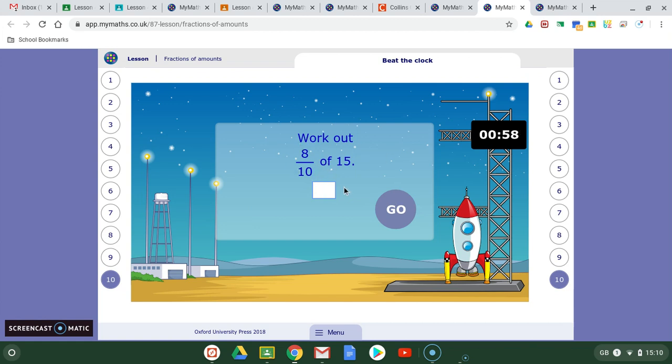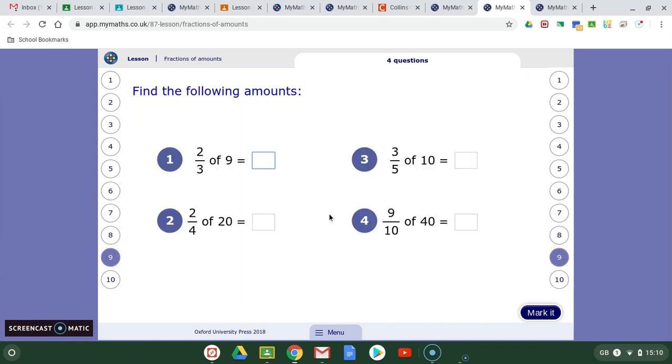So maybe some of you will be able to beat this. There's no point me carrying on. But I would like you to do the homework task now called fractions of amounts. And I look forward to seeing your scores, Year 7.